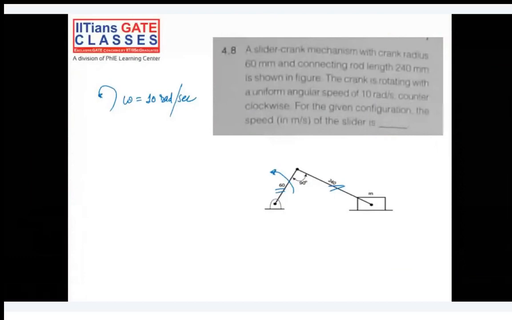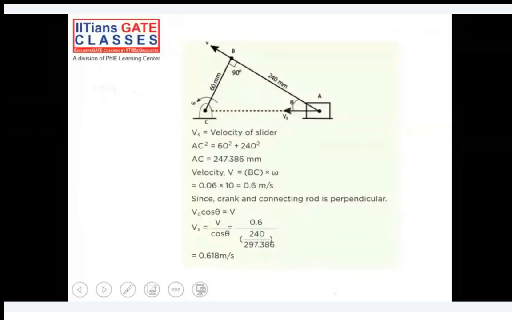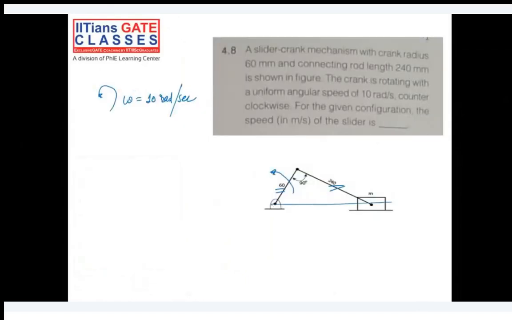So take this question and solve it now. I'll wait for 1 or 2 more minutes. A crank mechanism with a crank radius of 60 and connecting rod length of 240 millimeter is shown in this figure. This crank is rotating with uniform angular velocity in radians per second in the counterclockwise direction. What is the speed of the slider, they are asking.